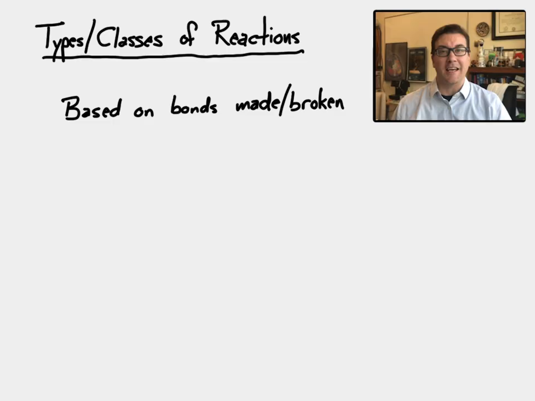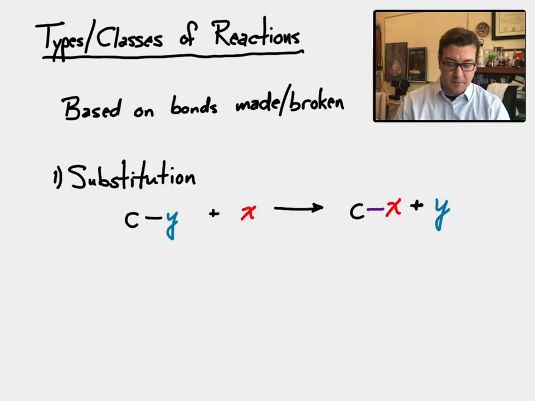Hi, in today's video we're going to be talking about types of bond-forming reactions and classes of bond-forming reactions. So we classify these reactions based on the types of bonds that are being made and broken. For example, a substitution reaction involves displacing a group that we can simplify as Y, so really any kind of atom or functional group Y, and we are replacing this with X, typically on carbon.